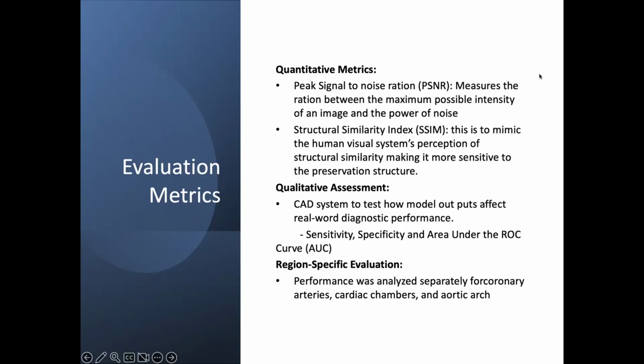For the PSNR, it measures overall noise suppression effectiveness, with a higher value indicating better noise reduction, while the SSIM mimics how the human visual system perceives structural similarity. The SSIM is particularly useful for evaluating how well fine cardiovascular structures, such as the coronary arteries, vessel wall, and the myocardial boundaries, are preserved after denoising.